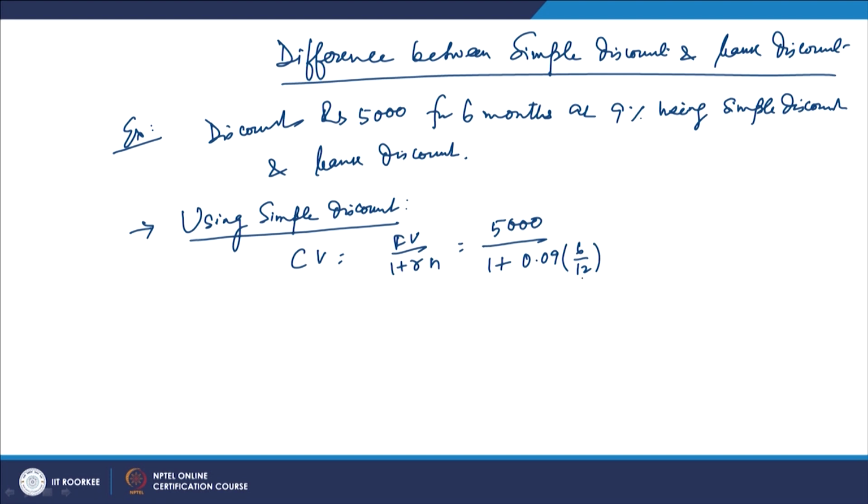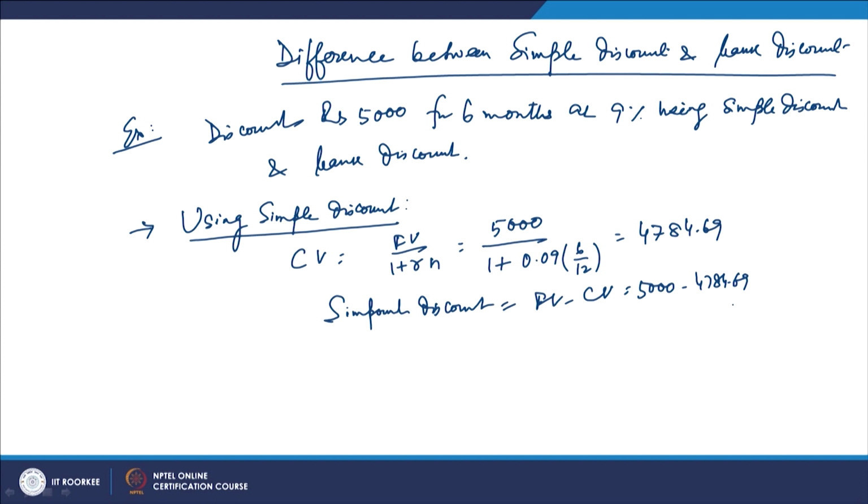So, in this case you are getting 4784.69. So, if you calculate the simple discount, it will be FV minus CV. So, your FV is 5,000 and your CV is 4784.69. So, it will be 215.31. Now, this is the simple discount.